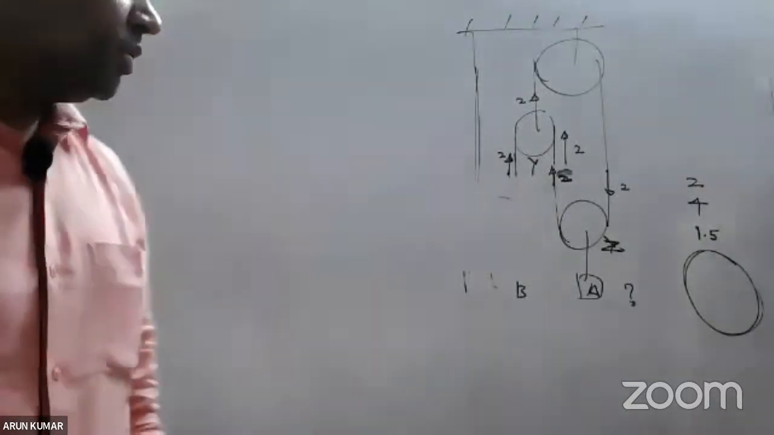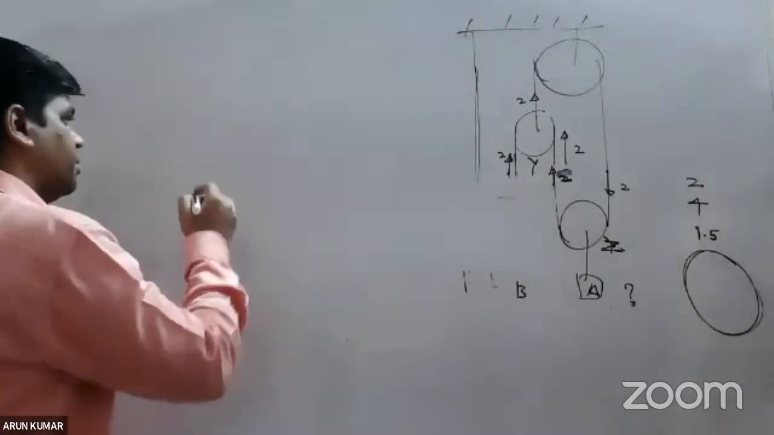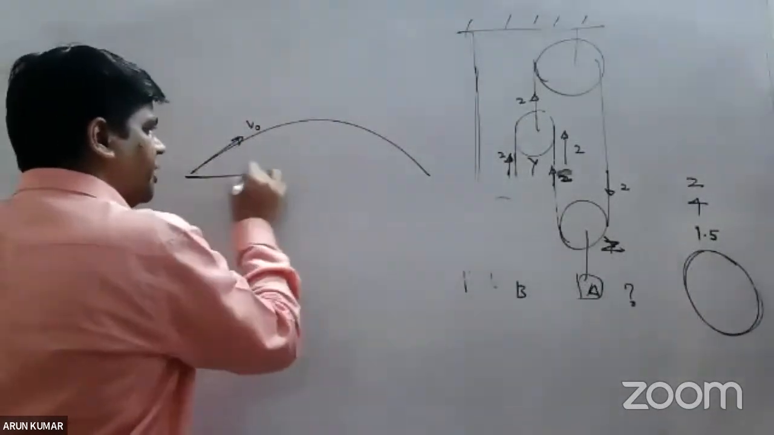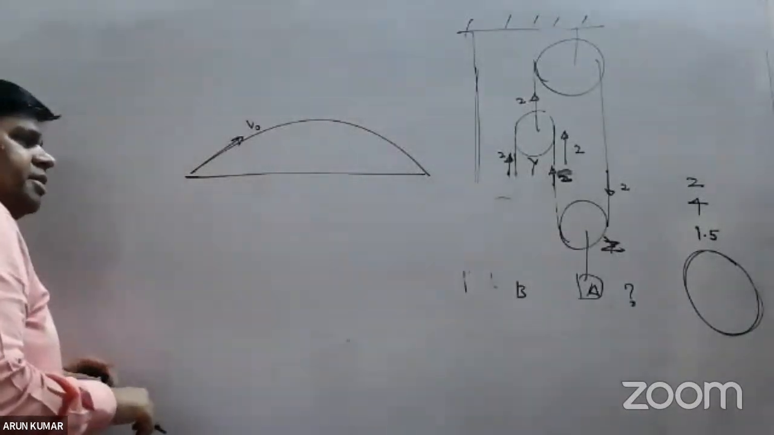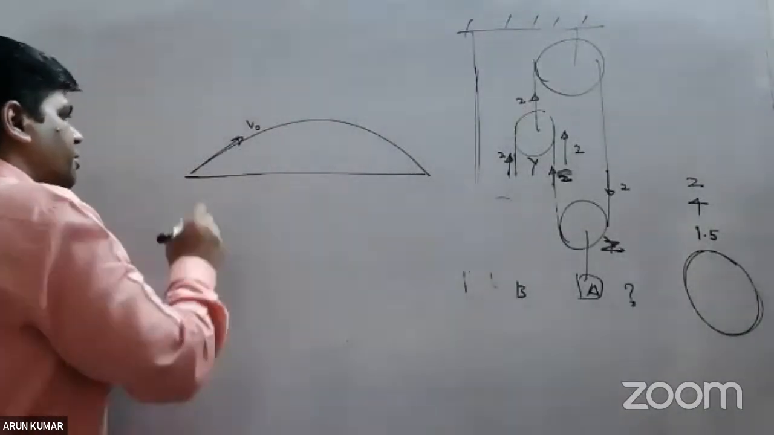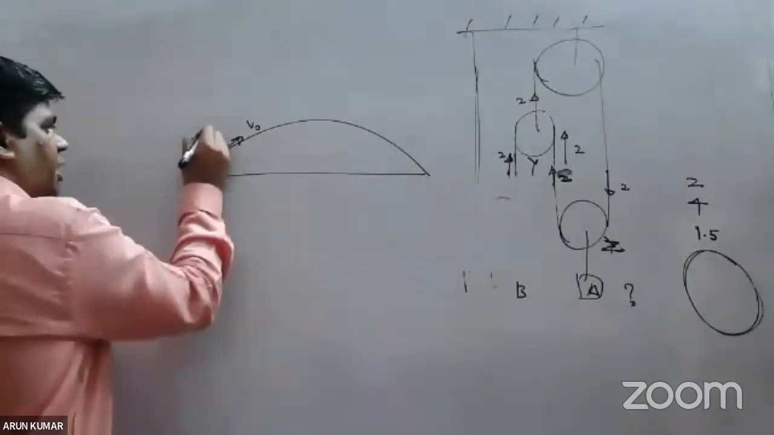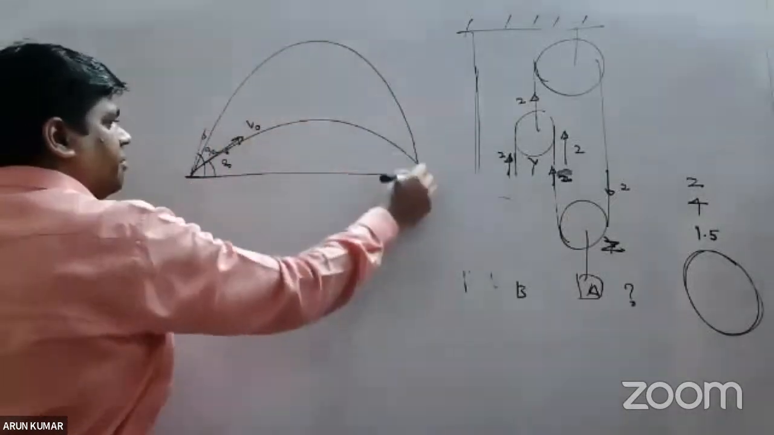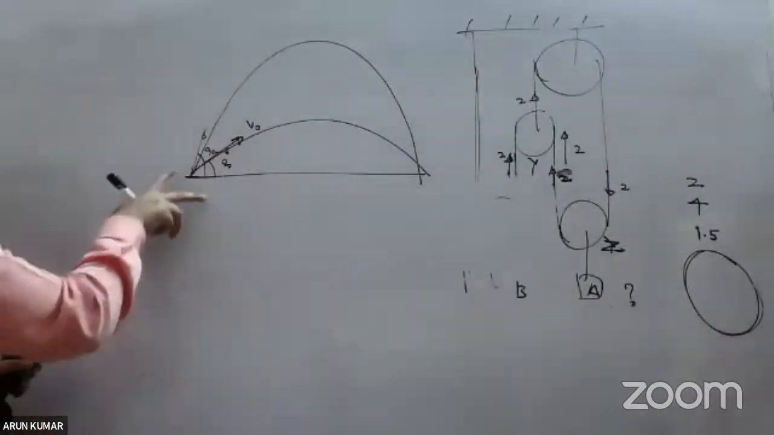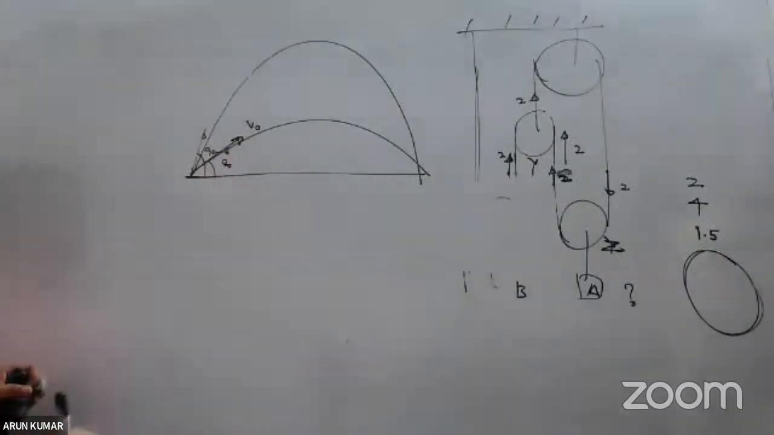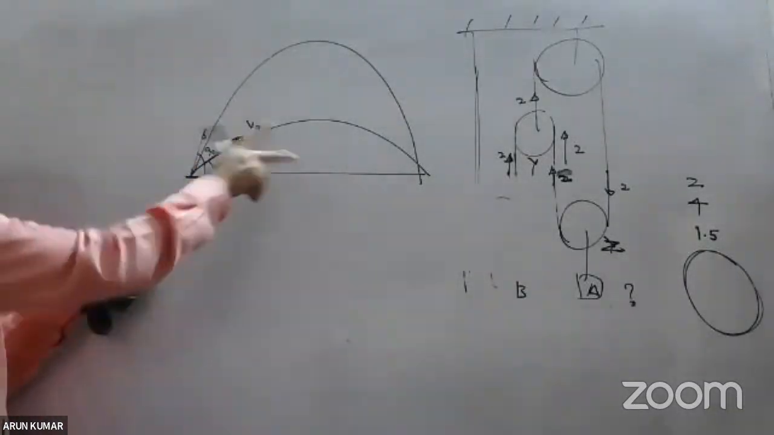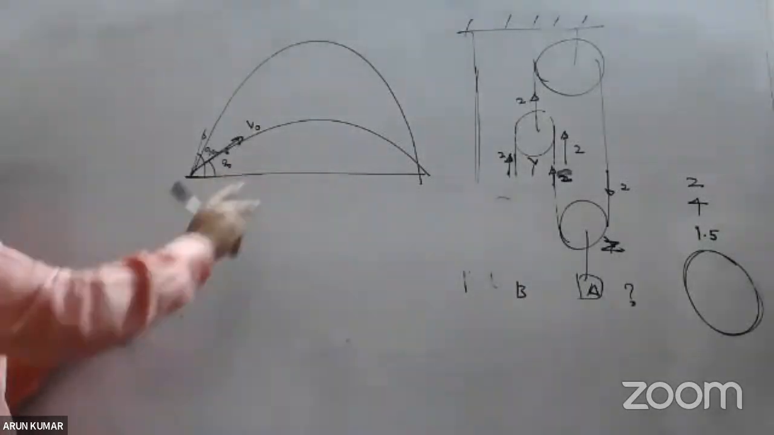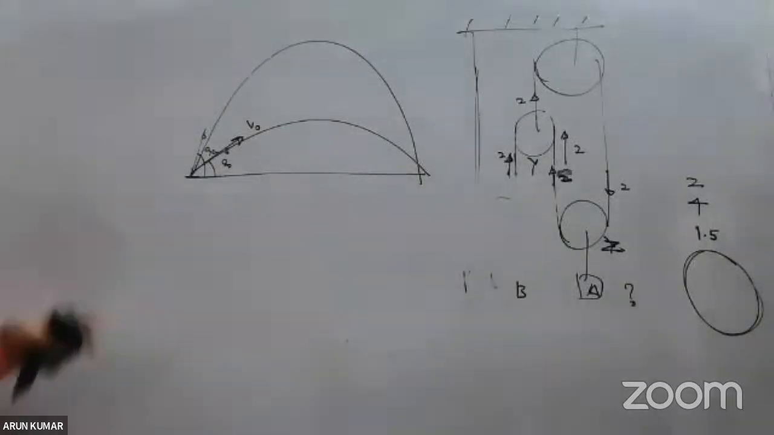Okay. Look at the students. If I have a projection with velocity v naught, range is v naught square sine 2 theta by g. But if I have angle theta and angle 90 minus theta, even for this my range will be the same. So when the angles are complementary, my range is the same. If the angle is 30 and 60, the range will be the same. 15 and 75, range is the same. 60 and 30, range is the same.